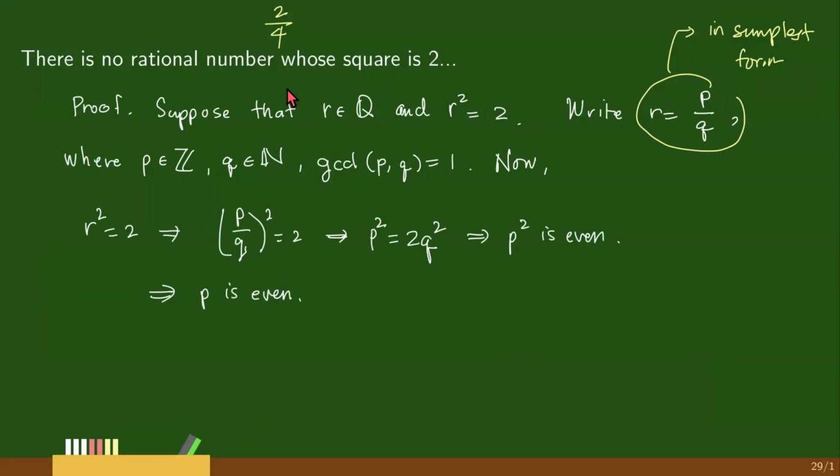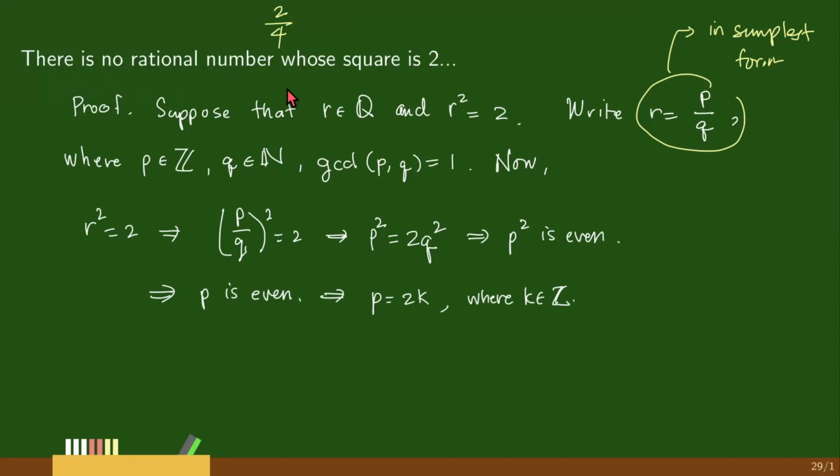Kasi ang square ng isang odd ay odd. Kaya hindi pwedeng maging odd si p. Diba? Ang square ng odd ay odd, so hindi pwedeng maging odd si p, dapat si p ay even, kung ang square mo ay even. Ngayon, so si p ay even, so pwede ko siyang isulat as 2k, where k is another integer.